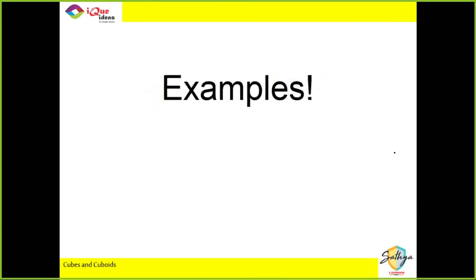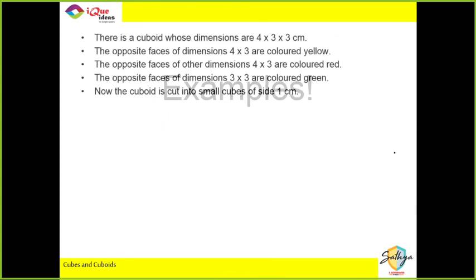So let's take examples. First one, draw this and then we'll take a look at the questions. And here they are colored on different sides. So not only you have to draw them, but you also have to know which side is colored as what.